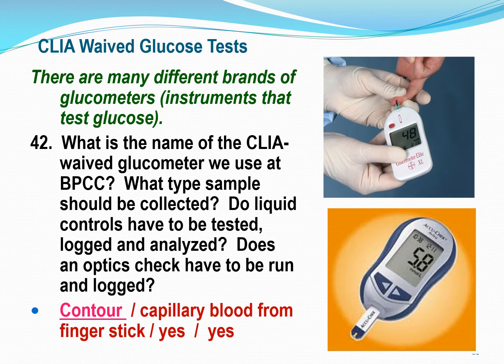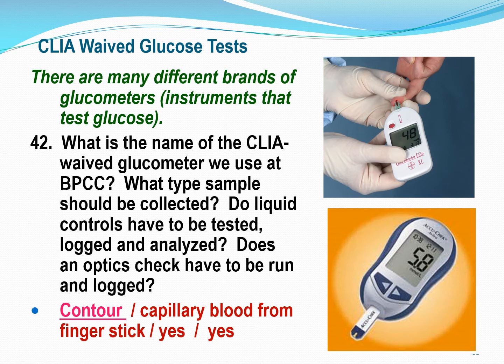So we're still talking about CLIA waived testing, and let's talk about glucose testing, okay? There are many different brands of glucometers. That's instruments that test glucose, right? So what is the name of the CLIA waived glucometer we use at BIPSI? And what type of samples should be collected? Do liquid controls have to be tested, logged, and analyzed? And does an optics check have to be run and logged?